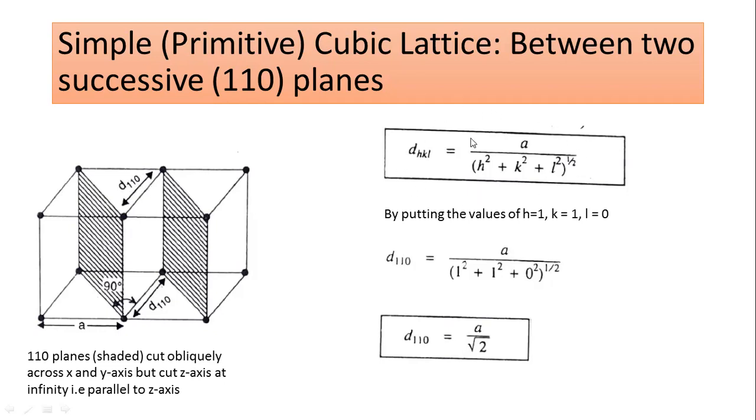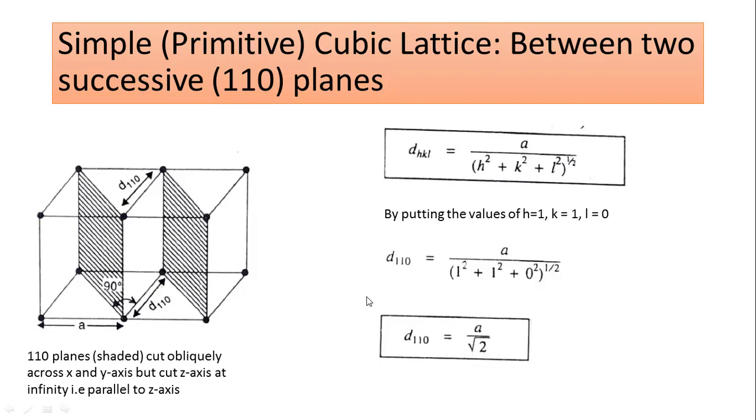Again, the formula will remain the same. Now the values of h, k, l are: h is 1, k is 1, and l is 0. So you just put these values in this equation. This would be a over the square root of 1 square plus 1 square plus 0 square, and 1 square plus 1 square, 1 plus 1 is 2, so it will be the square root of 2. You may use the square root, or you may also express it as 1 over root 2. So the interplanar separation in case of the 110 plane is a over root 2.